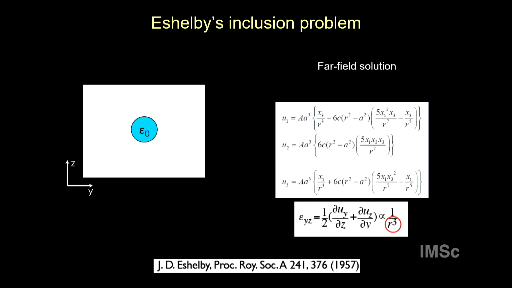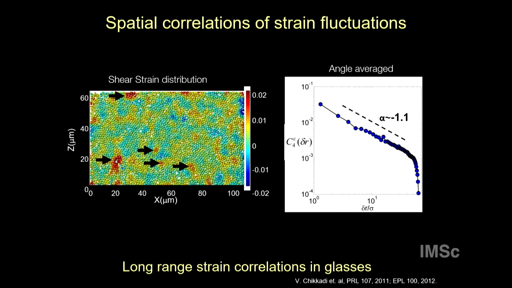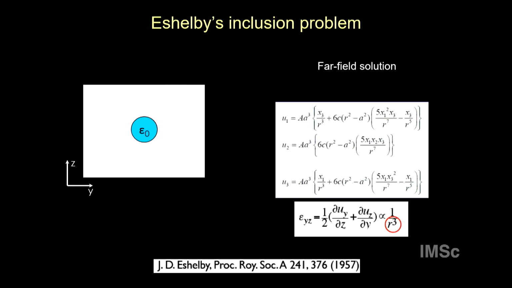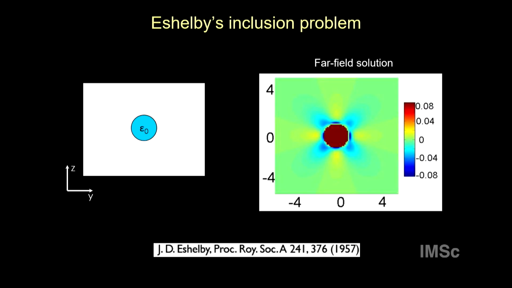When we look at this picture, it actually reminds us of something, and that is this problem. You consider an inclusion which is strained within an elastic matrix, and one can solve the continuum equations to find out how the far field strain decays. This was done by Eshelby in his famous paper from 1957. The strain decays as 1 over r cubed. If you look in r, theta coordinates, this is what you find, a quadrupolar symmetry, which is what we also find in our experiments.